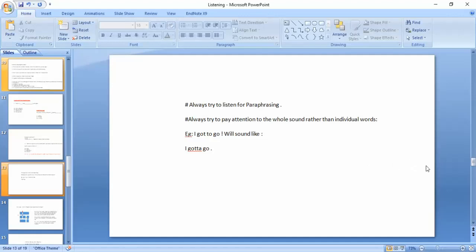Especially the Americans, they try to reduce these types of words, they try to save their time. American people value time, so Westerners, they value the time. That might be the reason you hear this type of reductionism in their language. So try to be aware of this type of reductionism.